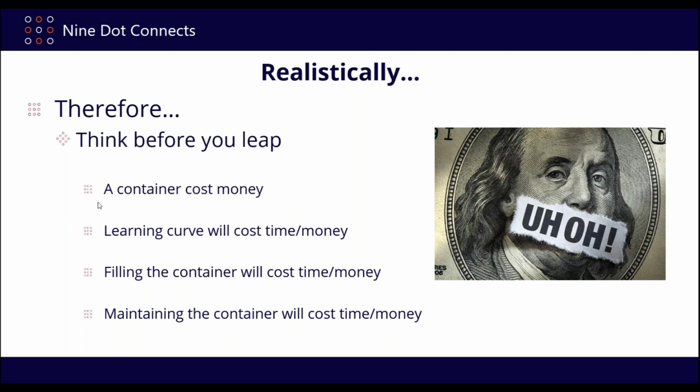The container is definitely going to cost you money, unless you do the integrated library, but there's a cost of labor to do that. There's a learning curve to learn these things, right? Some of them easier, some of them much, much harder, depending on what you buy. The filling of the container is going to cost time and money, which is what we just talked about over here. How do we scrub these parts so we can get them in there?